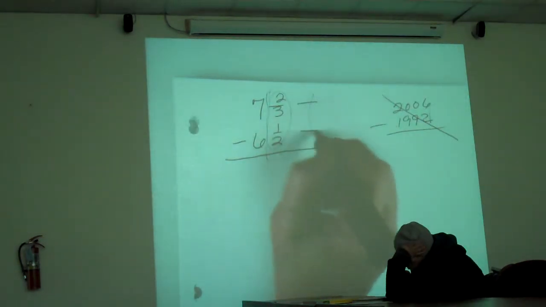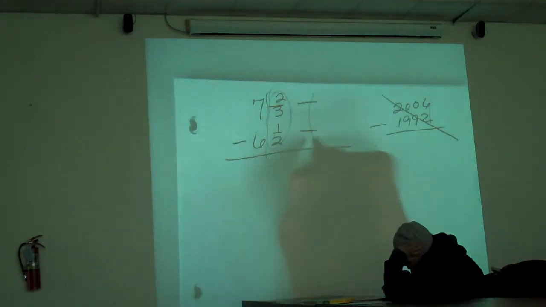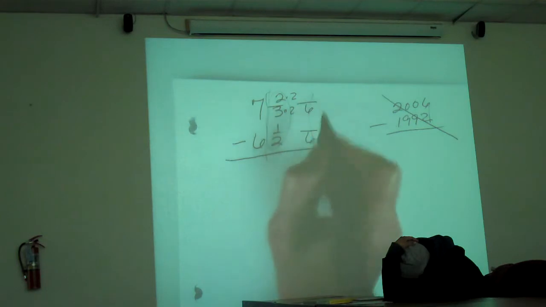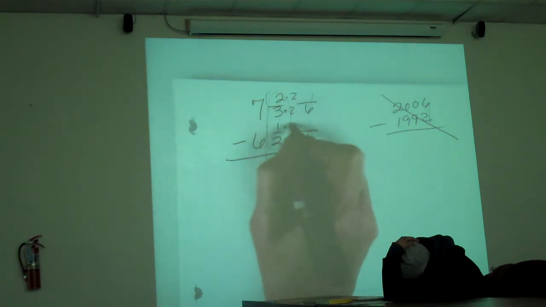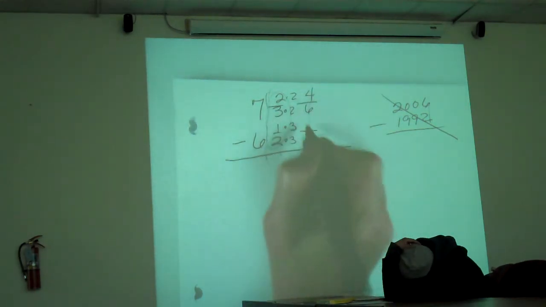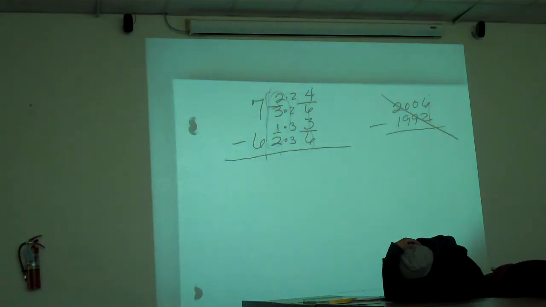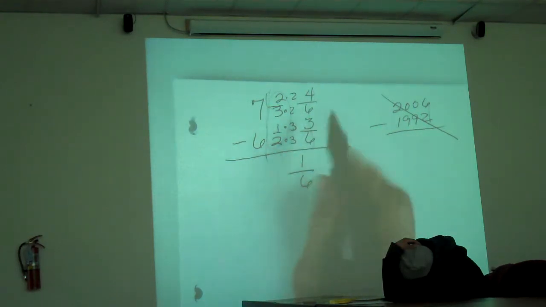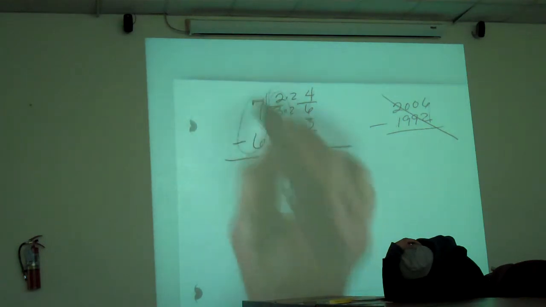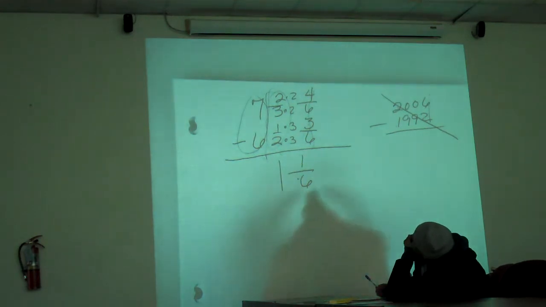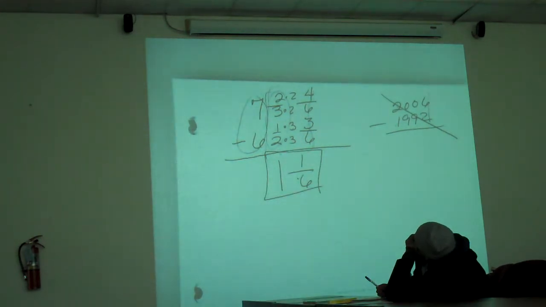Okay, we need a common denominator. 6. Okay, 3 is times 2, and the 2 is times 3. Okay, 2 times 2 is 4. 1 times 3 is 3. Okay, so we can relax because I can do 4 minus 3. 4 minus 3 is 1/6. So since that worked out, we can subtract this now. 7 minus 6 is 1. And that won't reduce. And there's your answer.